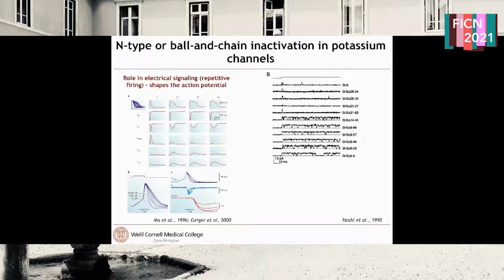This mechanism of N-type or ball and chain inactivation was dissected in the early 90s by Aldrich's lab, where they looked at deletion constructs of Shaker potassium channels, the same channels that you heard about from Pancho in the previous talk. Upon application of a depolarizing pulse, and this is a figure from Hoshi et al. in 1990, you can see that they open quickly and then they no longer open.